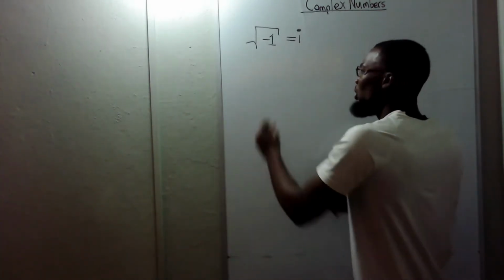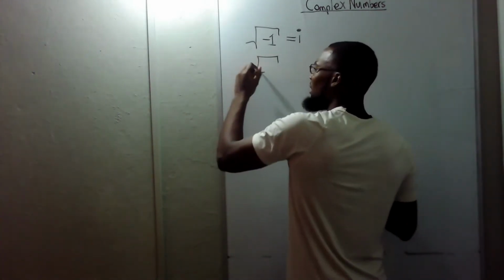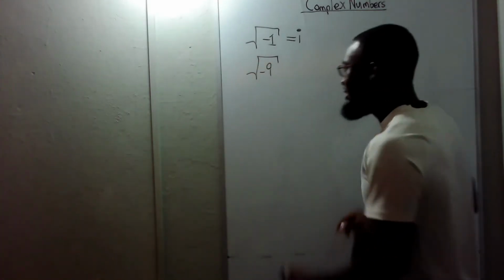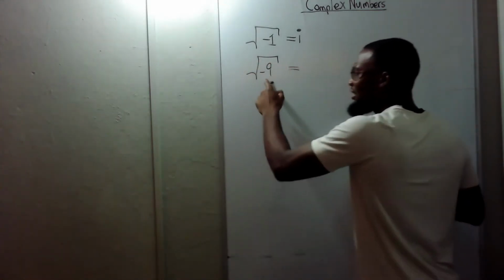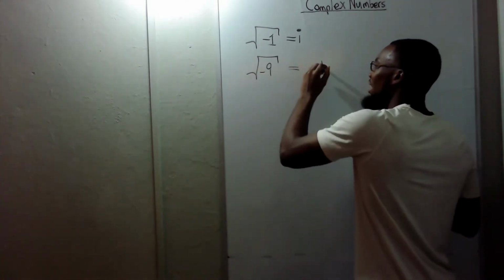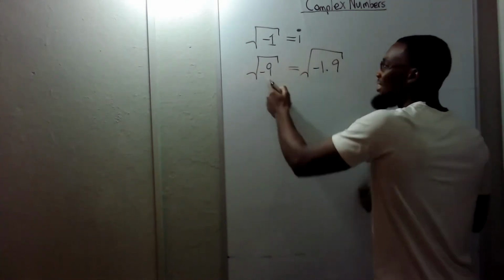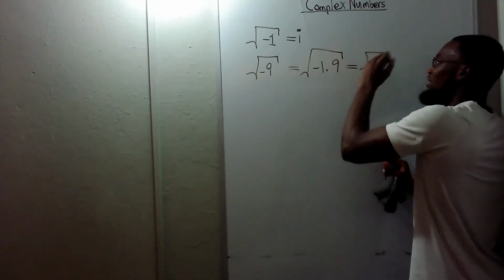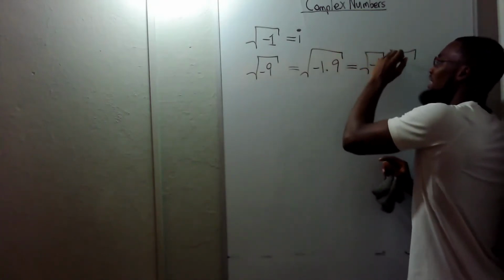Because look at this now. Wouldn't you then be able to square root numbers like negative 9? Because by going back to thirds, we can break up negative 9 as negative 1 times positive 9. So the square root of negative 9, we could write as the square root of negative 1 times the square root of 9.